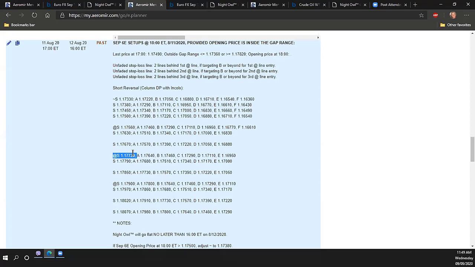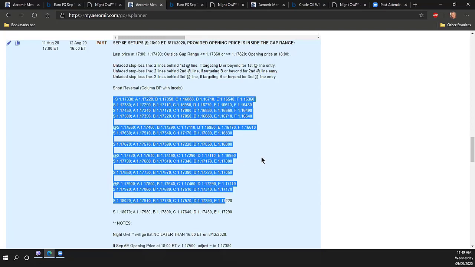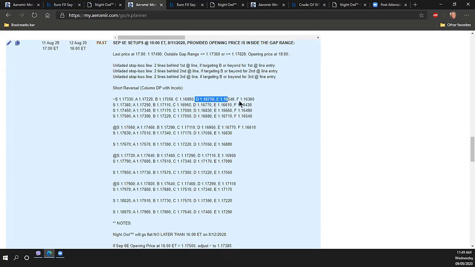By the way, I'm going to take a second here just to make a comment. There is no right way to do this. I mean, you've got all these lines that are potential entries. You've got targets beyond Charlie. There's nothing that says you can't target delta or even target echo.